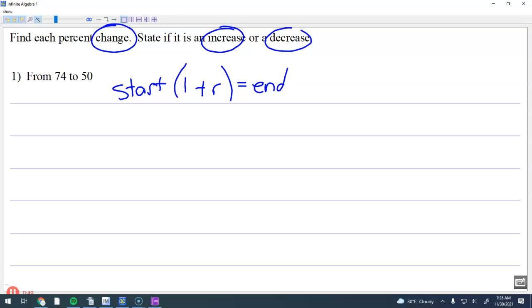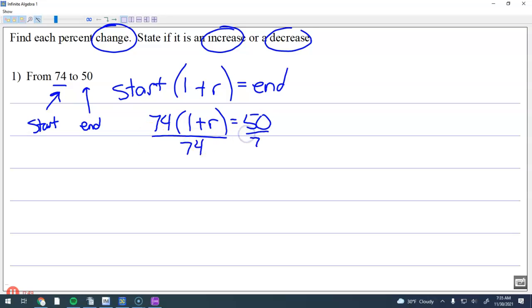I'll do the steps. So the starting amount. From 74 means we started at 74. To 50 means we ended at 50. So 74 times 1 plus r equals 50. And then you could distribute here, but I think that's the harder way to do it. I think the easier way to go is just divide by 74 right now. And those will cancel, so you're just left with the 1 plus r over here.